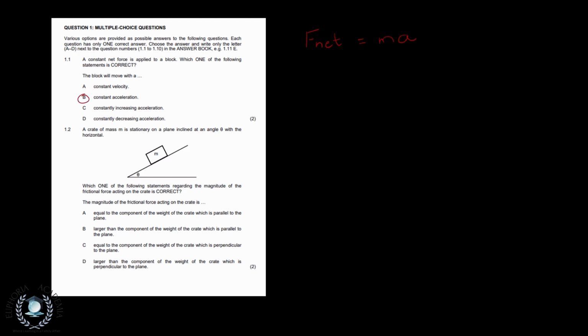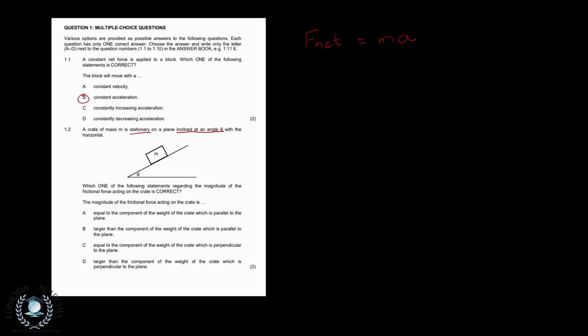And then for 1.2, we have a crate of mass m on a stationary plane, and it is inclined through an angle theta with the horizontal. Now the question is, which one of the following statements regarding the magnitude of the frictional force acting on the crate is correct? Alright, so the important thing is that the crate is stationary, right, and it is at an incline.